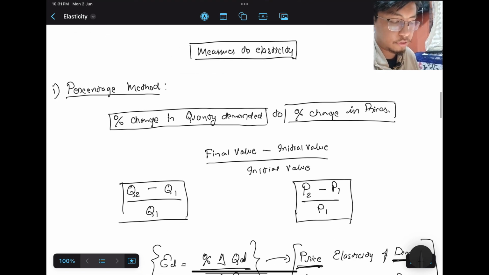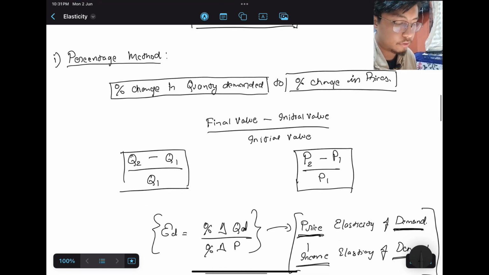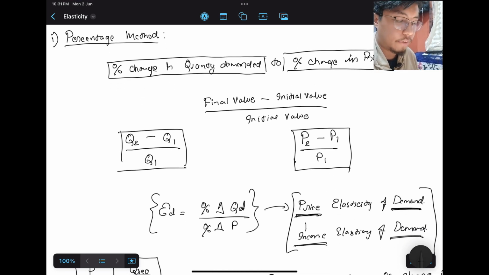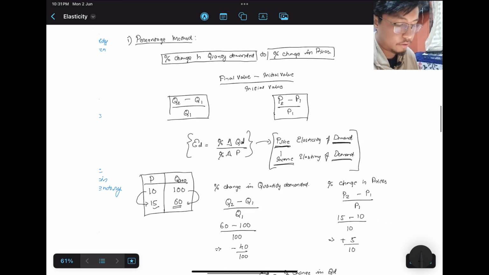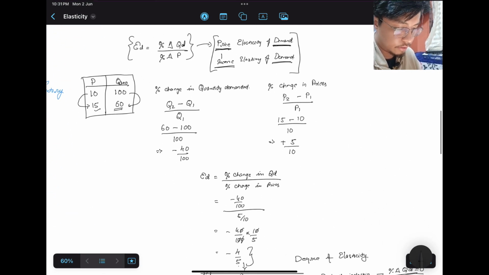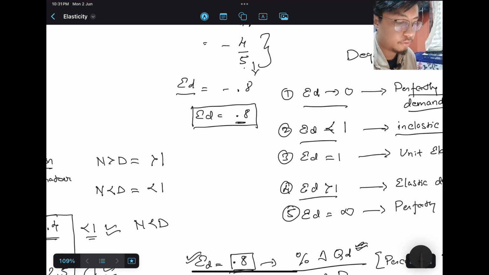Okay, so the measure of elasticity, the most famous one, or probably the one mentioned in your book, is the percentage method. Basically, it is a ratio of the percentage change in quantity demanded to the percentage change in prices. How do you find it? Final value minus the initial value. We did all of that yesterday, and you arrive here. This is the elasticity value, you got 0.8.